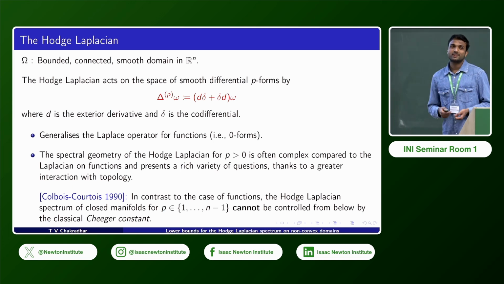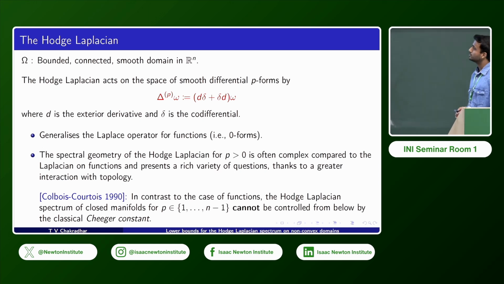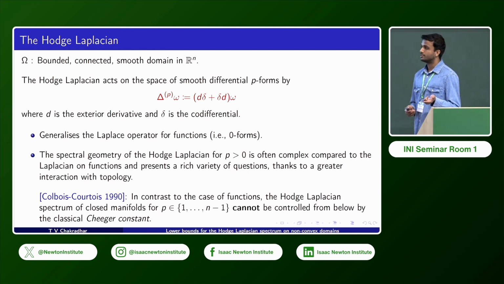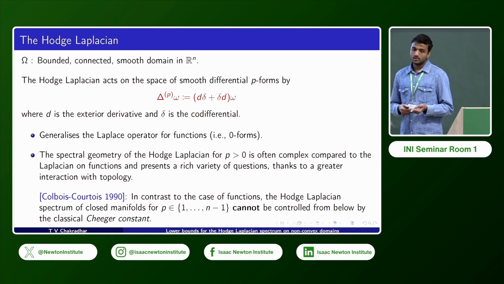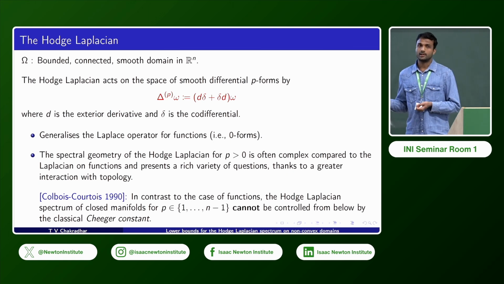Also, continuing the tradition of Cheeger constants, let me mention that in the case of functions, we know that you have a lower bound for the Laplacian spectrum in terms of the Cheeger constant. By Cheeger constant, I mean the Neumann-Cheeger constant, slightly different from what you've just seen. For p-forms, it turns out you cannot control it from below by the classical Cheeger constant. And in fact, it's in the same paper of Cheeger, where he proved it in 1970.